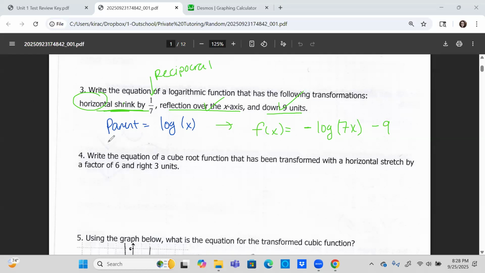I'll check both 3 and 4 at the same time. So looking at 4, write the equation of a cube root function. The parent was cube root x. They want a horizontal stretch by a factor of 6 and scooch it to the right.